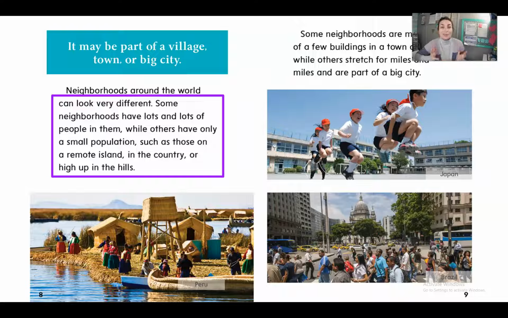Now that is a great sentence because it's chock full of information. If I was a student trying to figure out what remote meant, then I could look around that sentence and see what other hints there are. Now I can see small population, I could see island, I could see high up in the hills, or even country. Now, knowing those things, having that background knowledge already, I can say that remote means that it's far away.